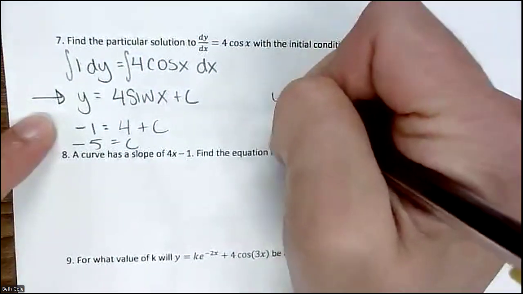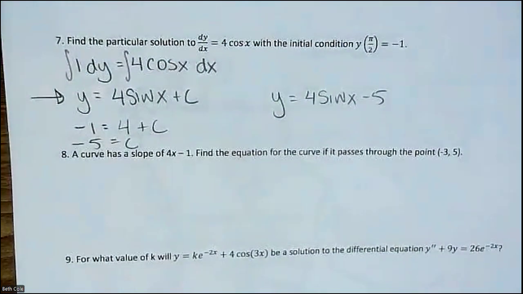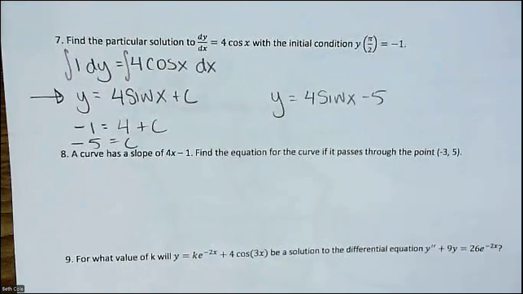So I'm going to recopy that step where I put the arrow, except put in the -5. And then that's it, because y is already by itself.